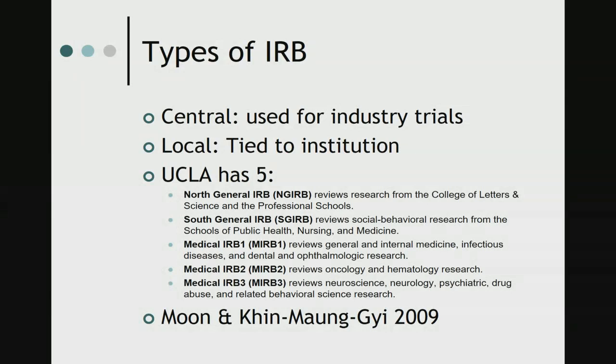So, UCLA has 5. The North IRB basically covers everything that's sort of not medicine or behavioral research. South does public health, nursing, and medicine. And then the medical IRBs then specialize in different kinds of medical interventions. Oh, I forgot to post this reference. I'll put that reference up there for you.